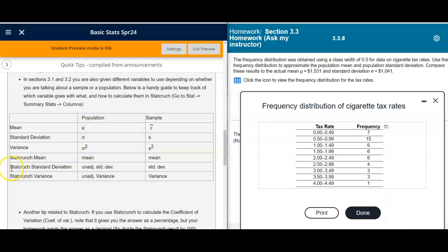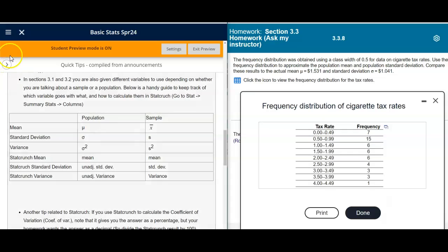But also, if we're using Statcrunch and trying to find the standard deviation, it's actually a different thing. It's unadjusted standard deviation in Statcrunch, and the sample standard deviation is just standard deviation. So this matters when we are making our choices in Statcrunch. I highly recommend that you copy this table down into your notes.